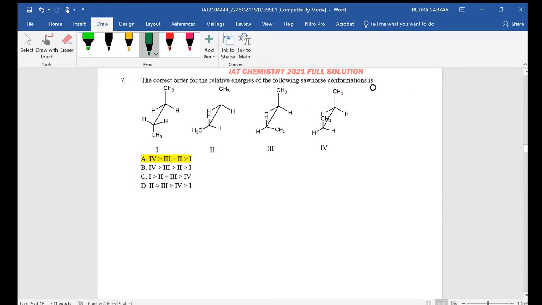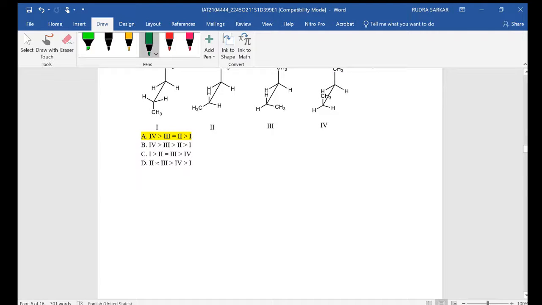Yeah, the question over here is: correct order of relative energies of the following Sawhorse conformations. So we will simply convert the Sawhorse conformations into Newman projections, and that will give us a better idea.